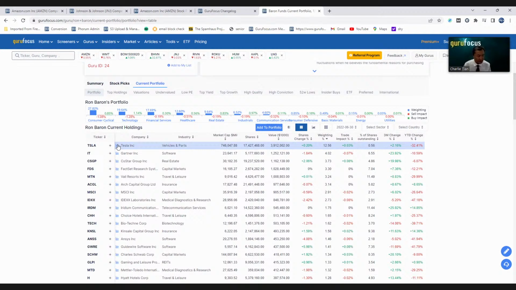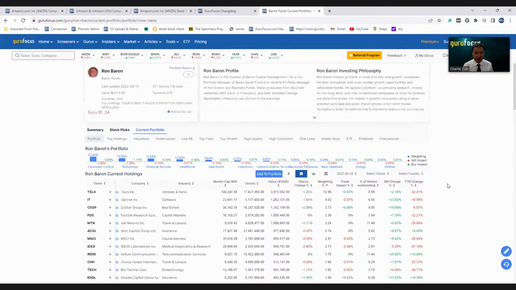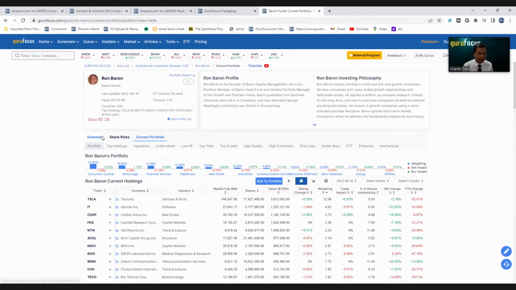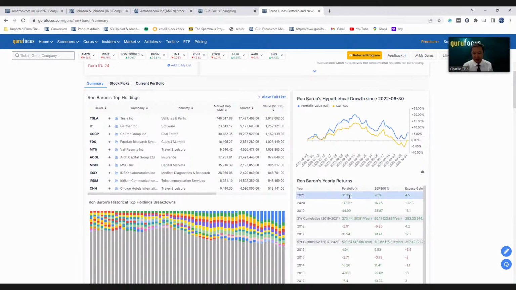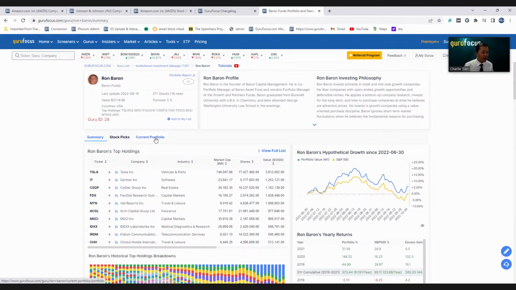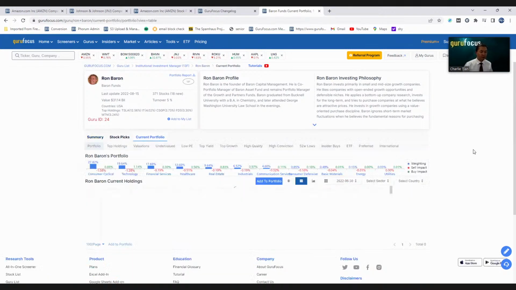His fund is similar in certain areas to Cathie Wood's performance, with high growth companies which did really well in 2020. I didn't check his performance this year, but we should be able to see it here. Okay, last year he underperformed. Oh, he did better than the S&P 500, this fund. This year I'm not sure, I didn't check yet. But that's how you check Ron Baron's portfolio.